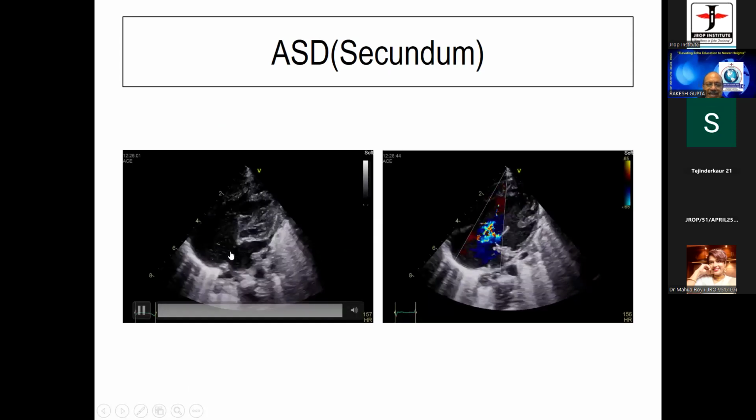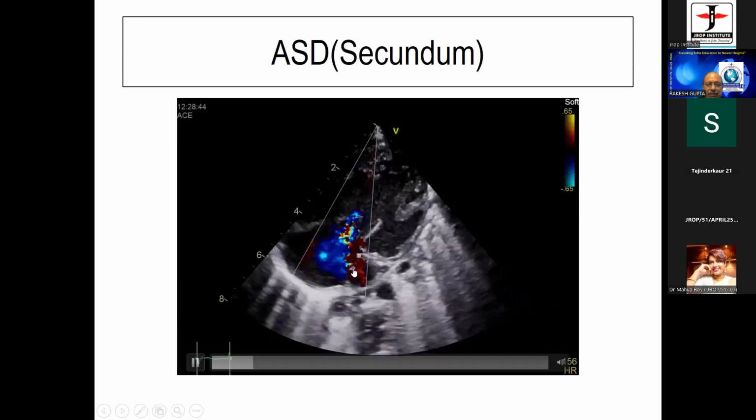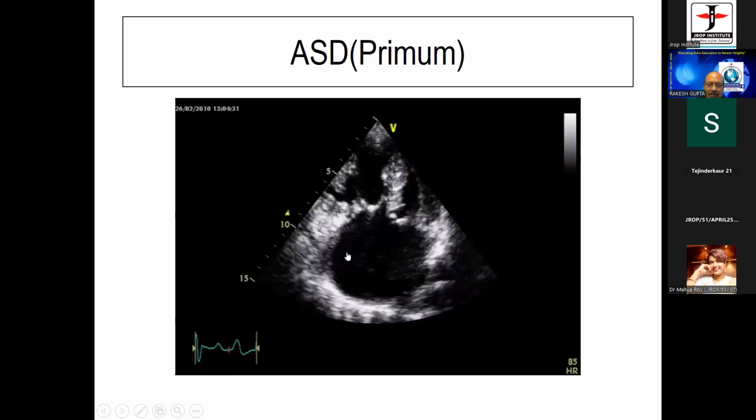Example, here is an ASD. And now you see blood which is regurgitating back from the TR jet to the left atrium. What does it mean? It means the secundum ASD has started showing a reversal of blood flow. It means that PA pressures have gone up significantly high.